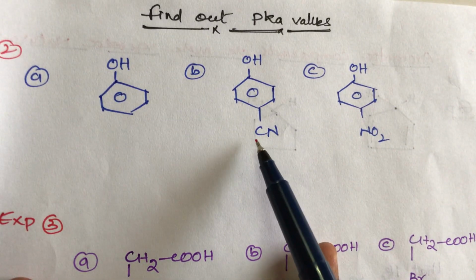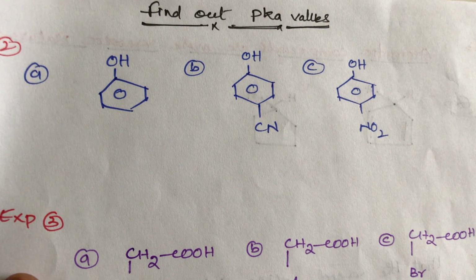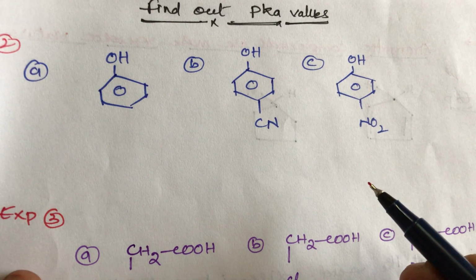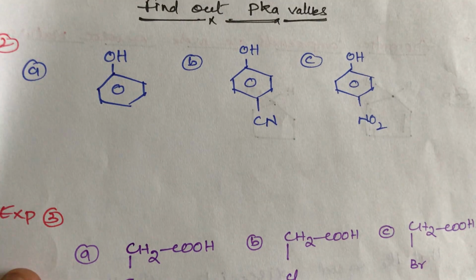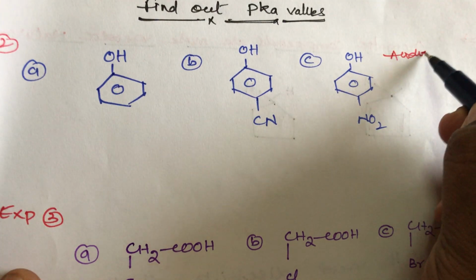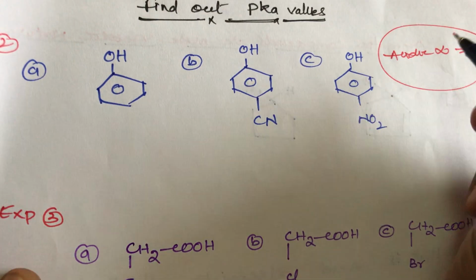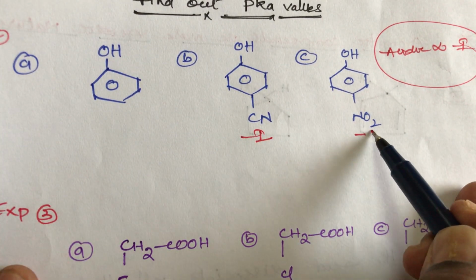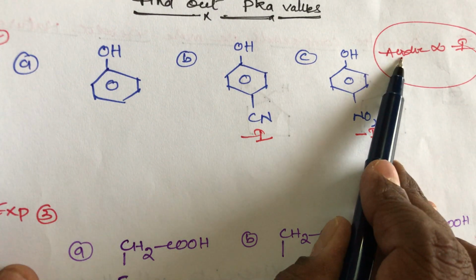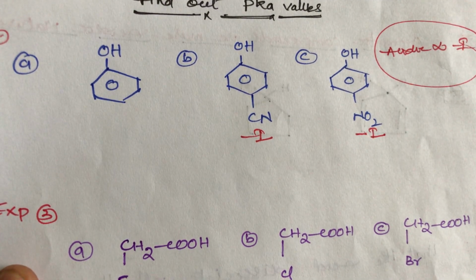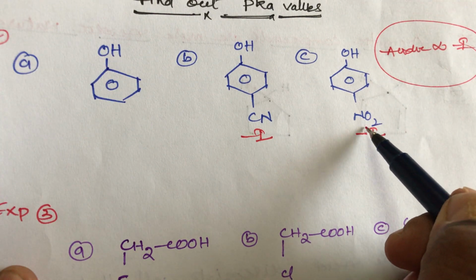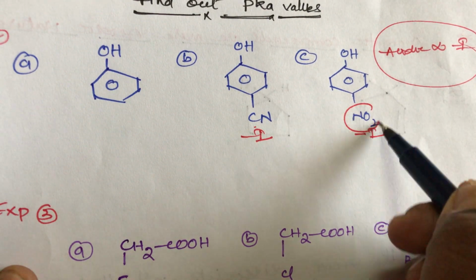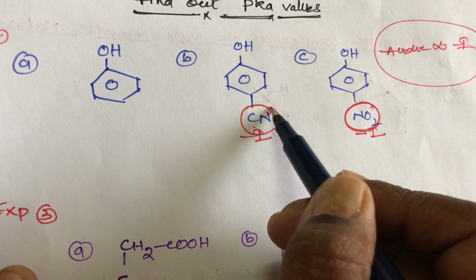Phenol, cyanophenol, and nitrophenol: out of these three, which one has the higher pKa? First find the acidic strength. Acidic strength is directly proportional to the minus I group. This is normal phenol, and the CN is a minus I group. NO2 is a strong electron-withdrawing, strong minus I group, stronger than CN.